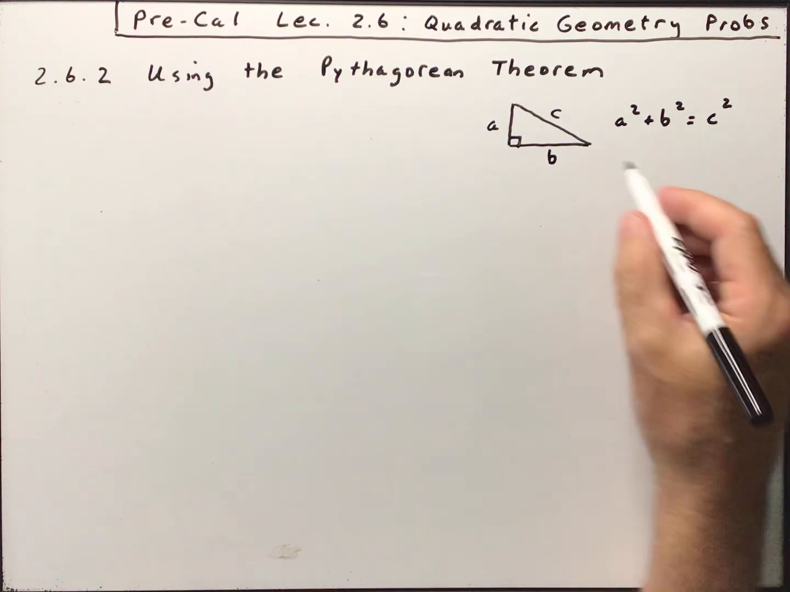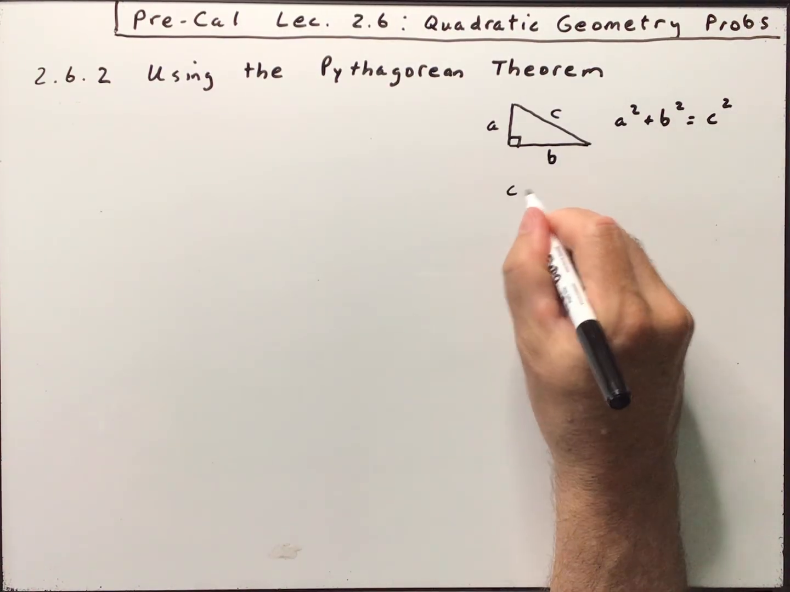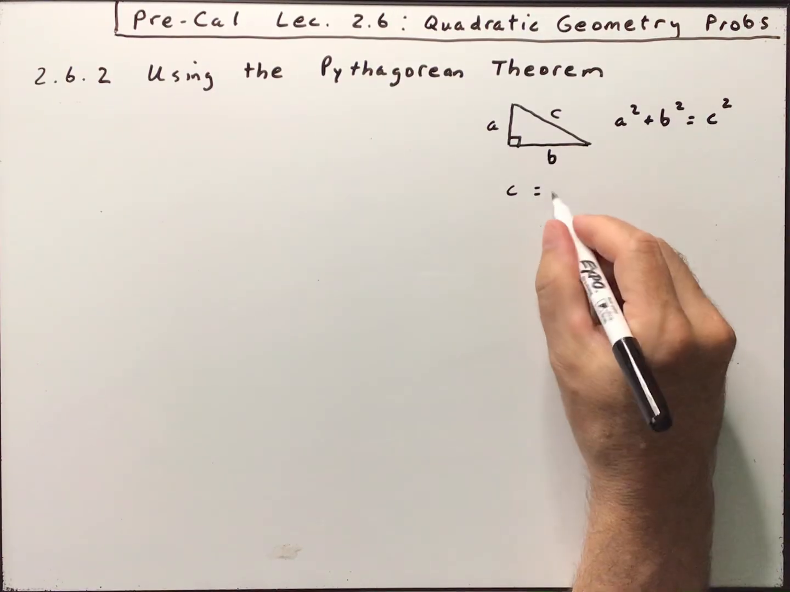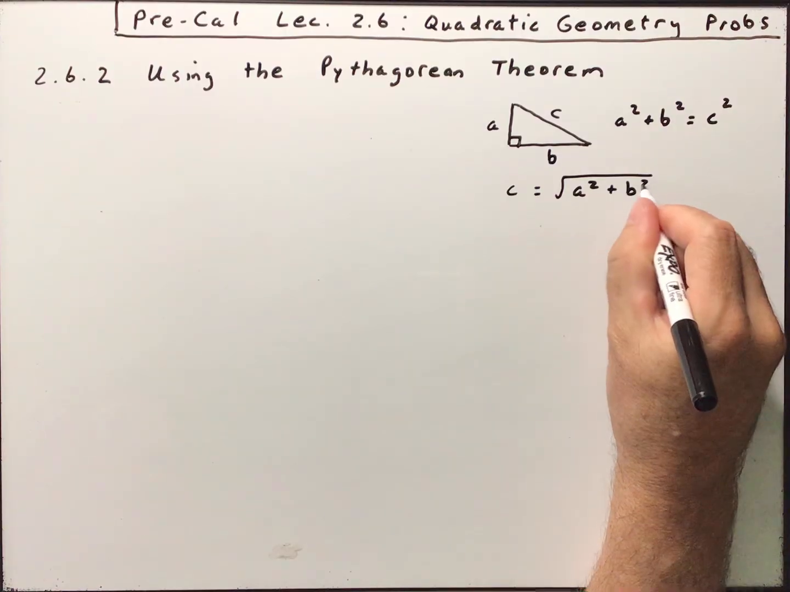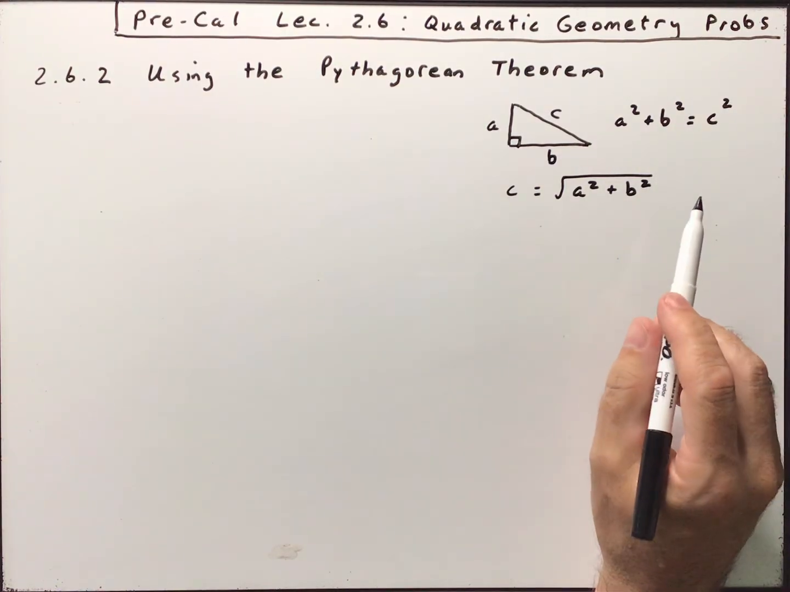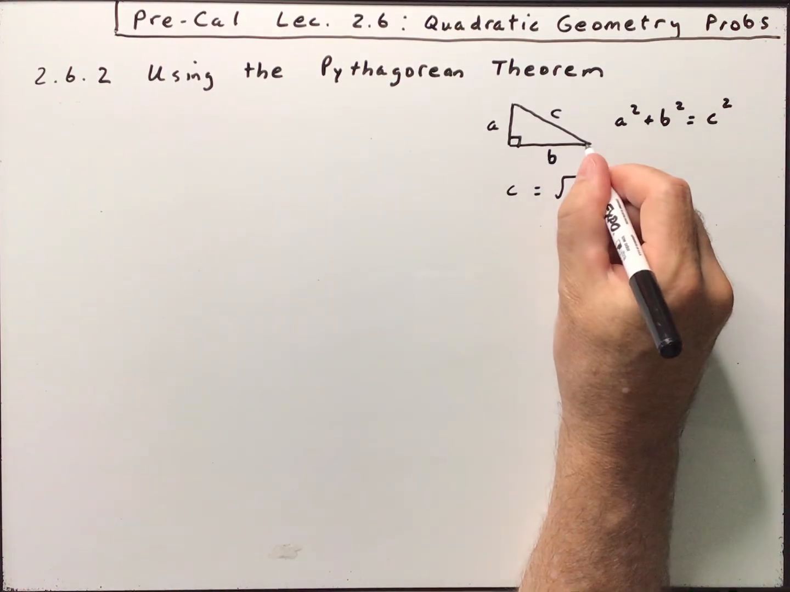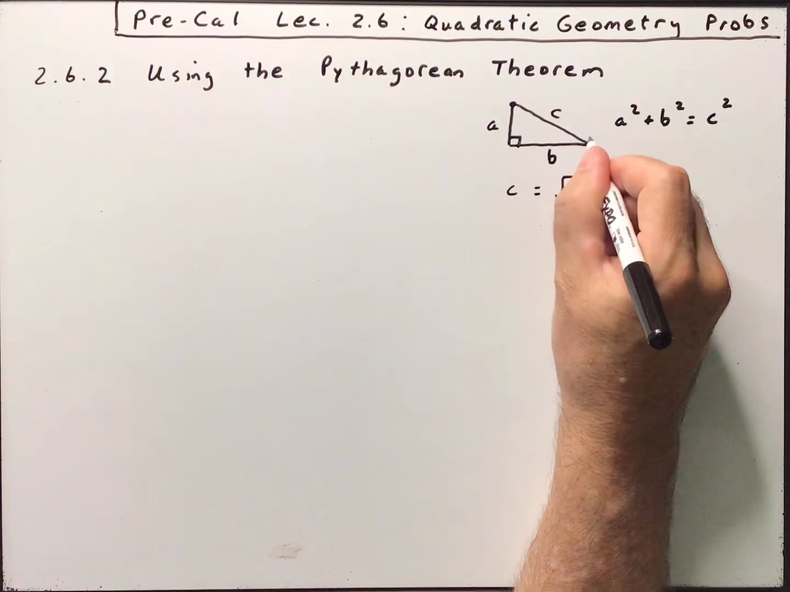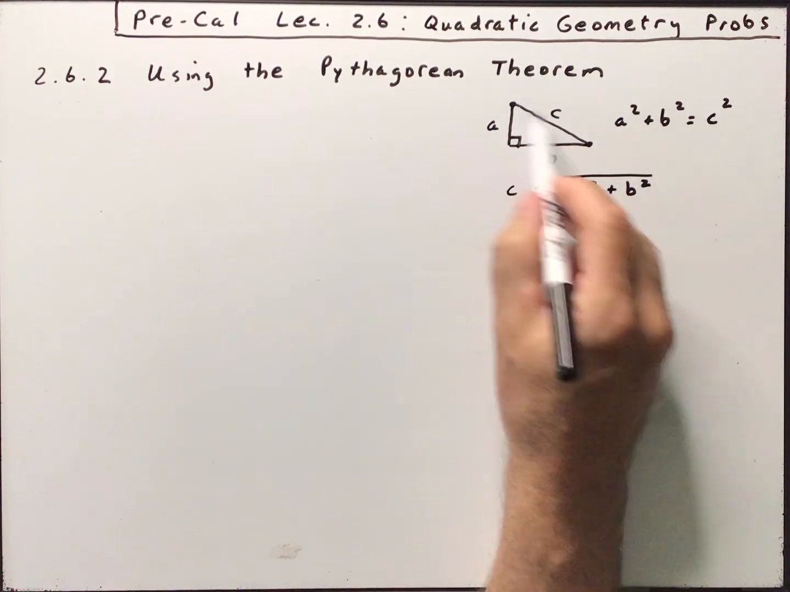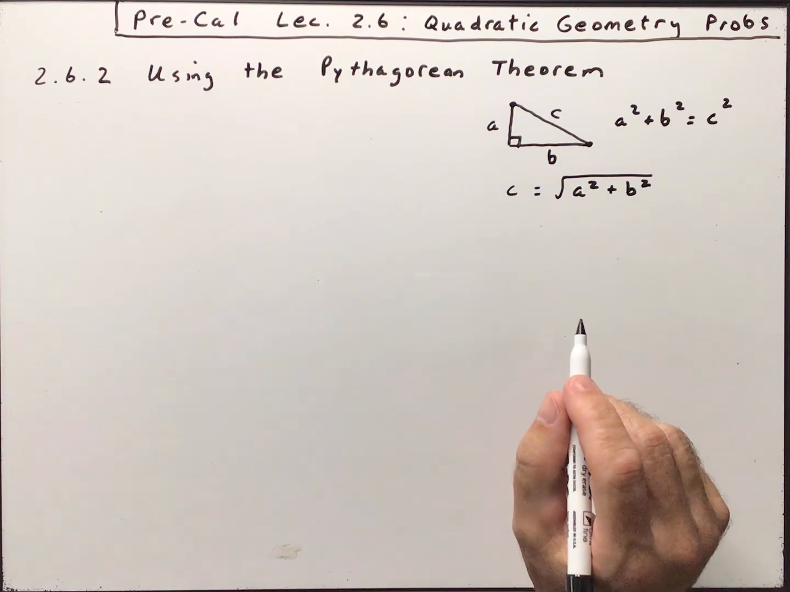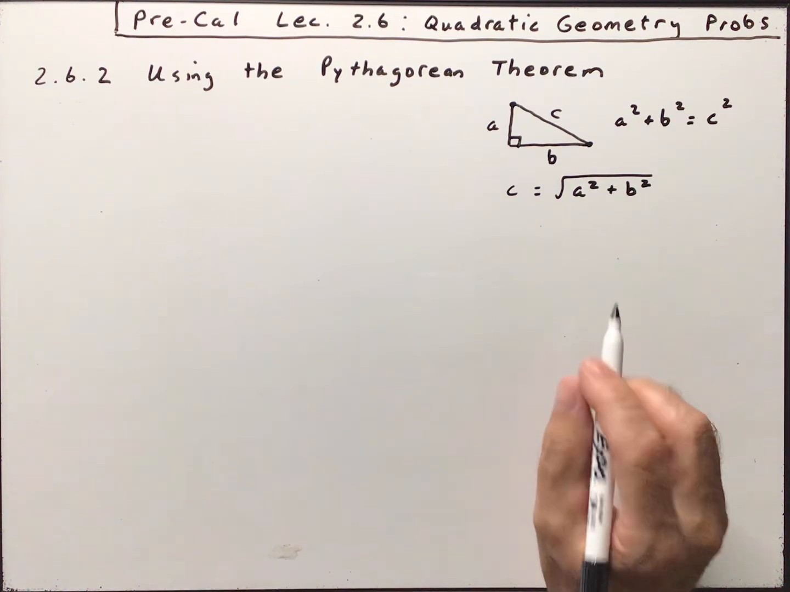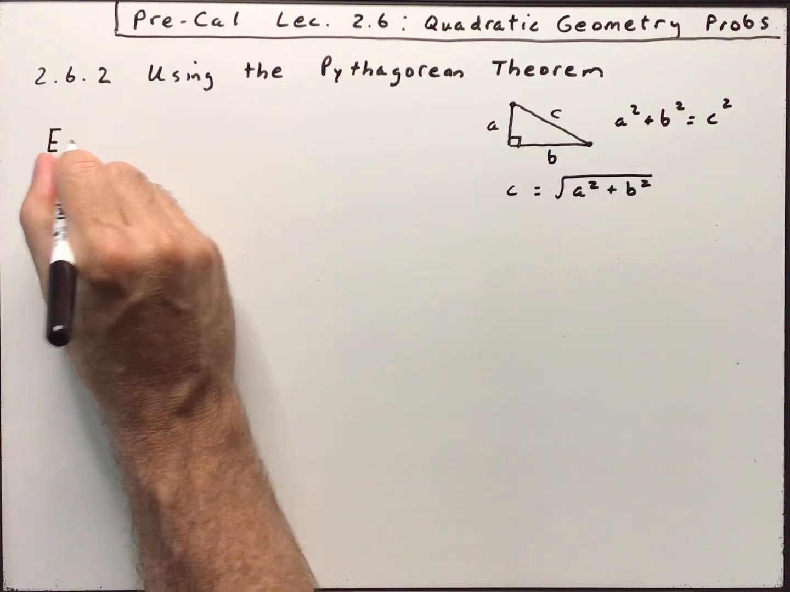Okay, and then to solve for C, we would take the square root of A squared plus B squared. And I said in your notes, that's also called the distance formula. It'd be the distance between these two points, this point here and this point here. That distance is C.